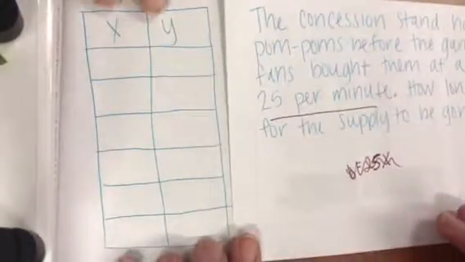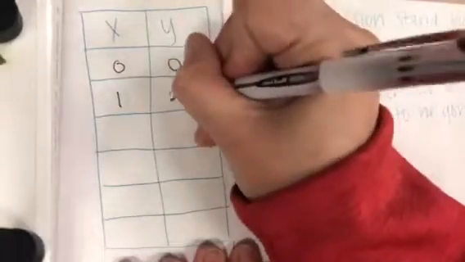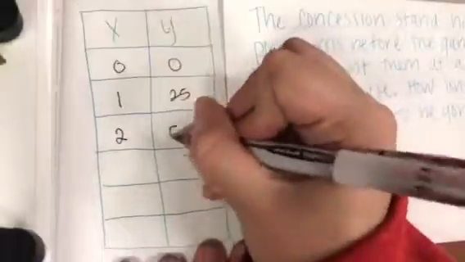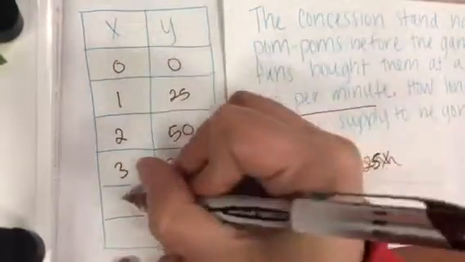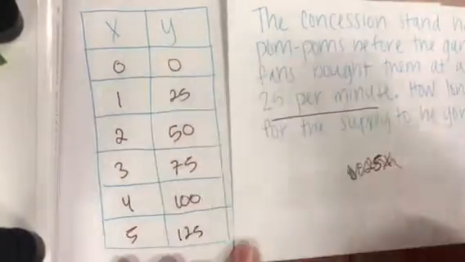Okay, so at the very beginning, they haven't sold anything. Right. See, this is where I got confused. So after 1 minute, they've sold 25. So 1 times 25 is 25. 2 times 25 is 50. 3 times, there you go, 75. 4 is 100. 5 is 125. Yes, right, I get where the table came from.